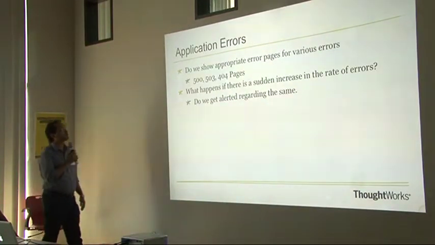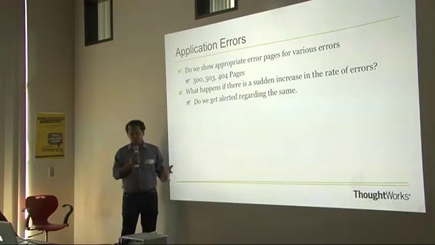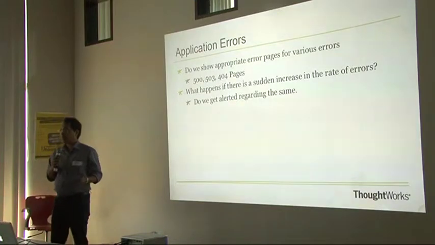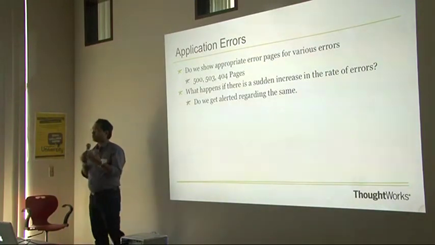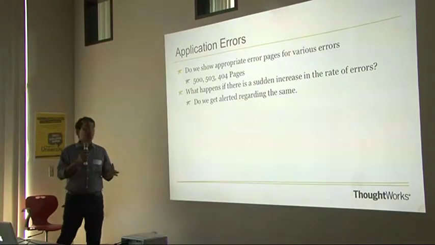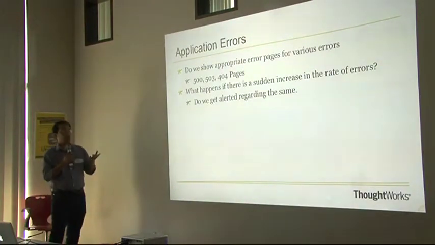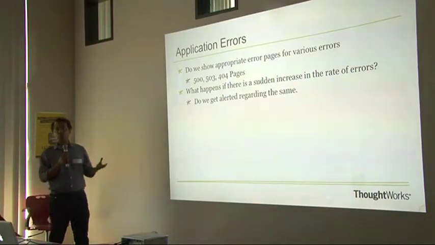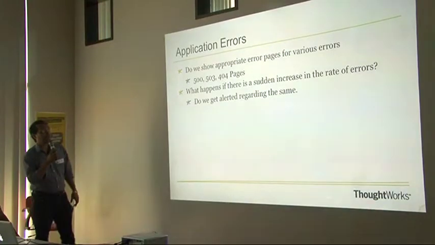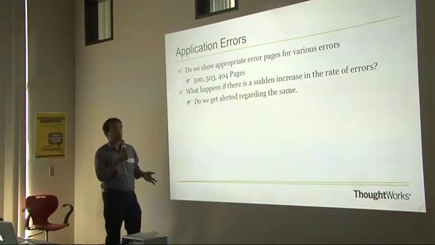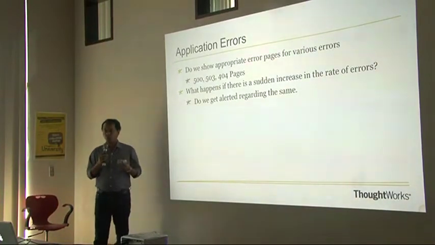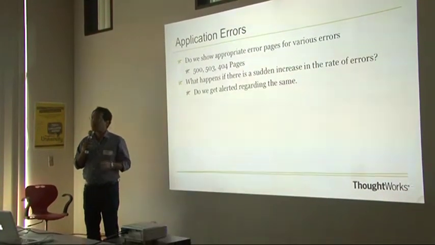Application errors. Errors can happen at any time, because of system failures or any other issues. But is your application showing the right error page? Is it logging the right errors in the logs? Is it showing a 500, 503 or 404 when it actually needs to? Sometimes you might keep getting small errors, but what if there is a sudden increase in the rate of errors? Would you be able to realize that? Do you have some alerting in place?